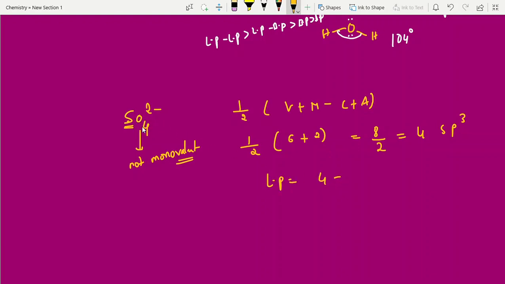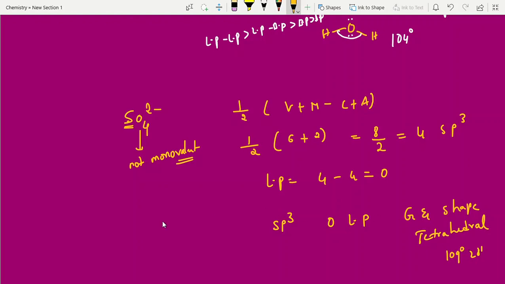The number of bond pairs, how many? 4 only. Bonded atoms 4. So 0 lone pairs. Clear, students? Now the structure. So sp3 hybridization and 0 lone pairs means what is the geometry and shape? As in the above case, same as the methane molecule, tetrahedral. No change. Whatever geometry is there, the shape is also the same. 109 degrees 28 minutes. You can draw the structure. Yes. And one more shortcut I gave for logic.